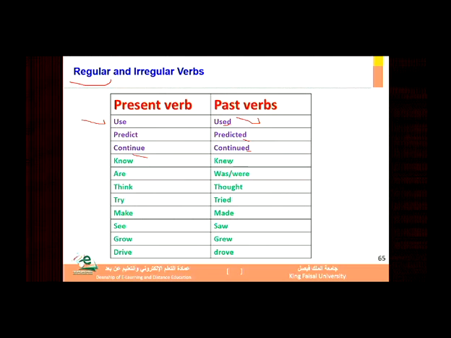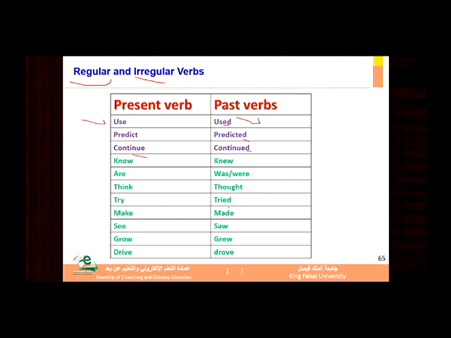Now, when there is no ed or d at the end, this is not really a regular verb. It is irregular. Regular means منتظم التصريف. تصريفه إلى الماضي يكون بإضافة d or ed at the end في النهاية. But the irregular is basically غير منتظم, له طريقة مختلفة في التصريف. Know, يعلم أو يعرف. Knew, علم أو عرف. يكون أو يكونون. Was or were, كانوا في الماضي أو كان في الماضي. Think, يعتقد, يفكر. Thought في الماضي.